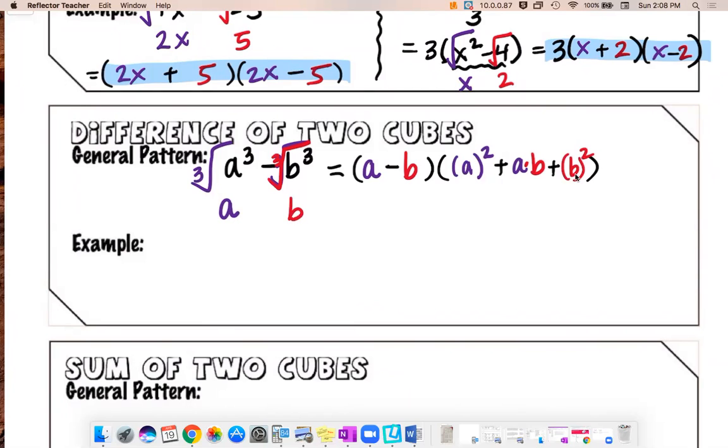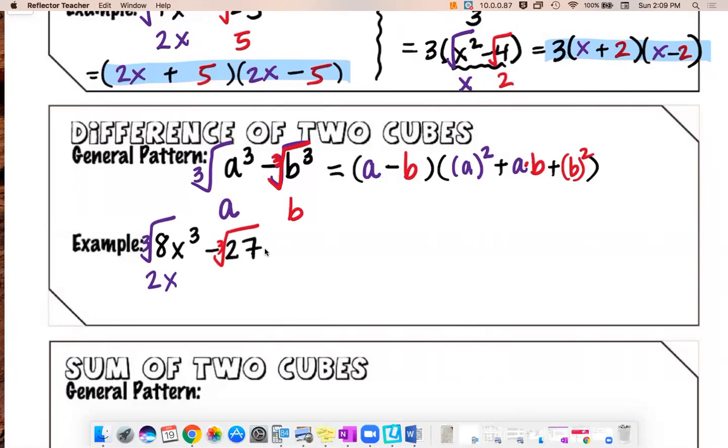So the first example we'll do is 8x cubed minus 27. Now remember, it has to be a minus for it to be a difference of cubes. So this is a minus, difference of cubes. And then we can also do the cube root of each of these things. So first, let's start by doing the cube root. If I do the cube root of 8, that becomes 2 because 2 times 2 times 2 becomes 8. So this is 2, and then the cube root of x cubed is x. So the cube root of 8x cubed is 2x.